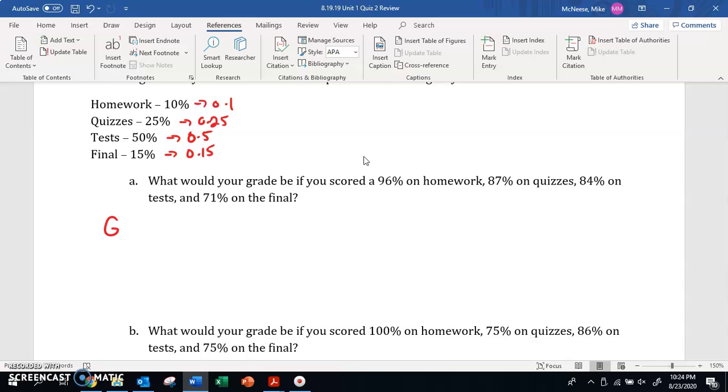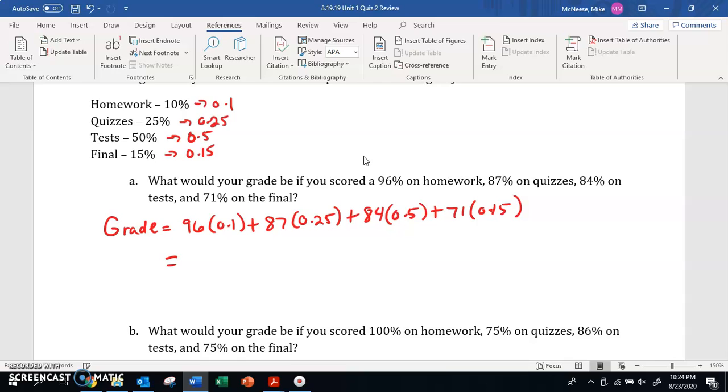So what we want to do is just use those grades and then use these decimals to find our final grade. So homework was 96 times 0.1 plus quizzes, which was an 87, times 0.25 plus 84 for tests times 0.5 plus 71 for the final times 0.15. So if you multiply all this out and add them together, you should get a final grade of 83%.